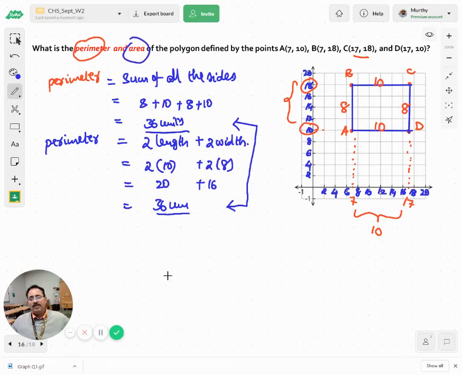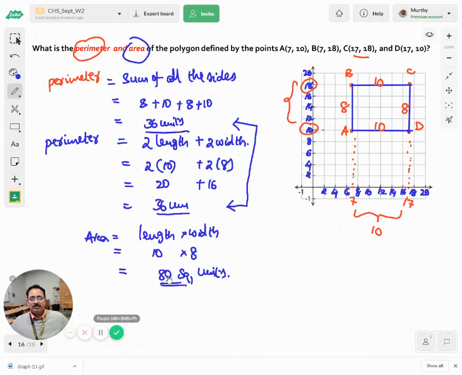Next, coming to the area. Here, the area of a rectangle is length times width. Therefore, length is 10 units, width is 8 units. 10 times 8 is 80 square units. Please remember, area of any figure is always to be expressed in terms of square units.